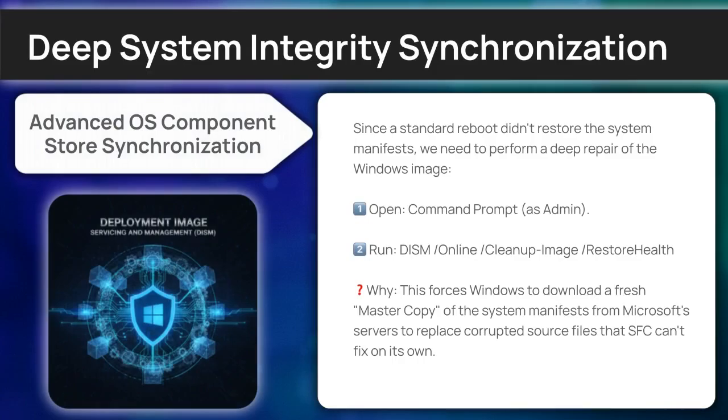Since a standard reboot didn't restore the system manifests, we need to perform a deep repair of the Windows image. First, open command prompt as admin. Second, you're going to type dism /online /cleanup-image /restorehealth, then hit enter.